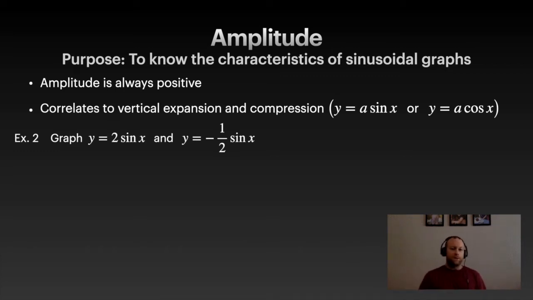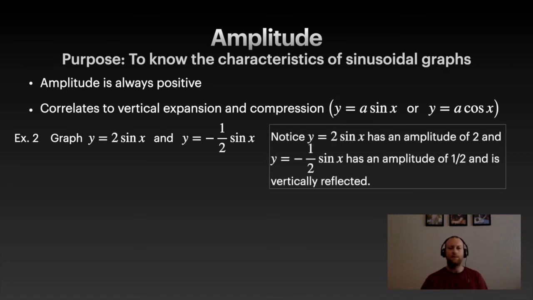Let's look at a few examples. If I have a equals 2, or if I have a equals negative a half, let's see how that affects the graph. Notice with this, y equals 2 sine x, this is an amplitude of 2, or it means we're doing a vertical expansion by 2. If I have negative a half as my a value, this represents an amplitude of a half, or vertical compression by 2, and we have a vertical reflection.